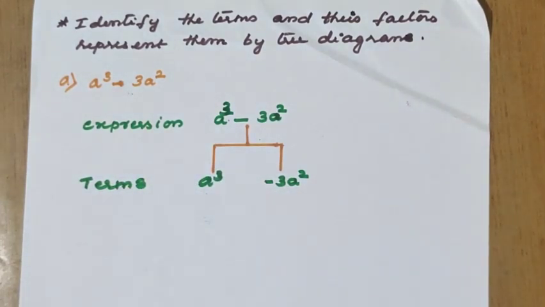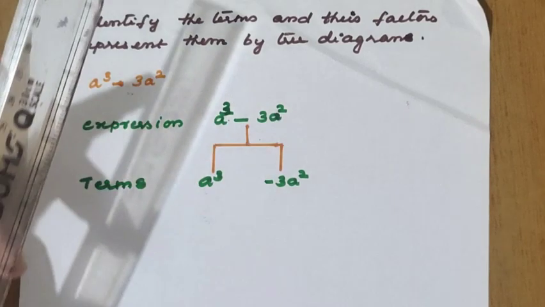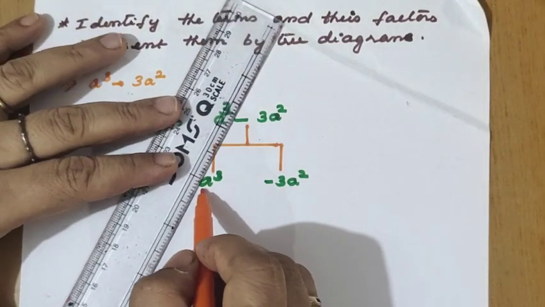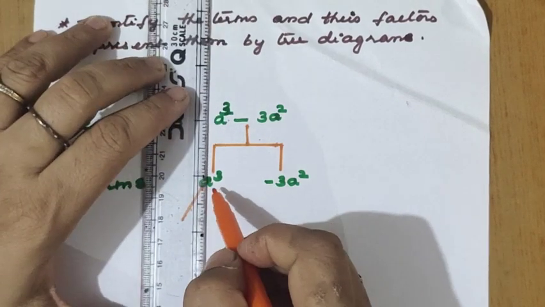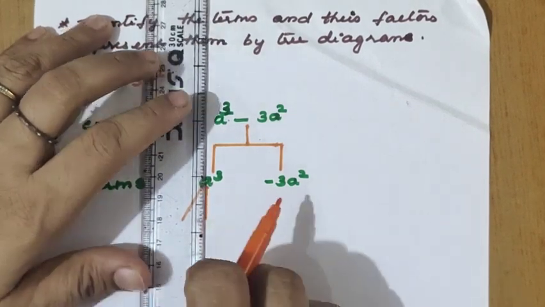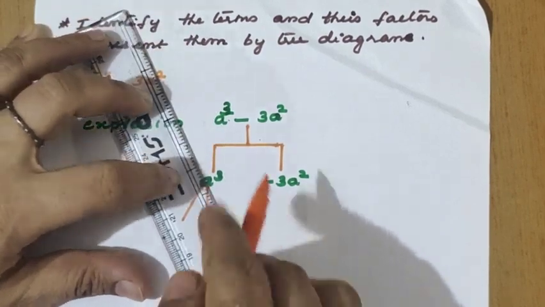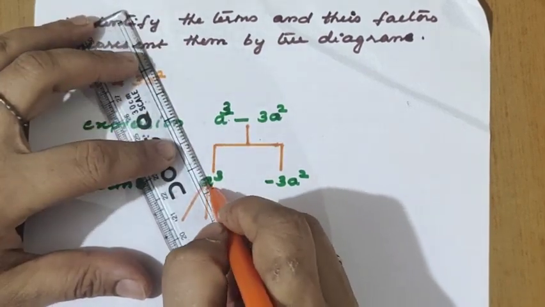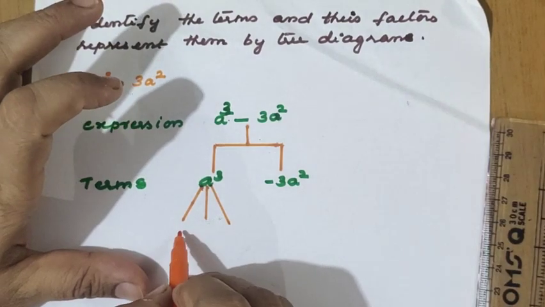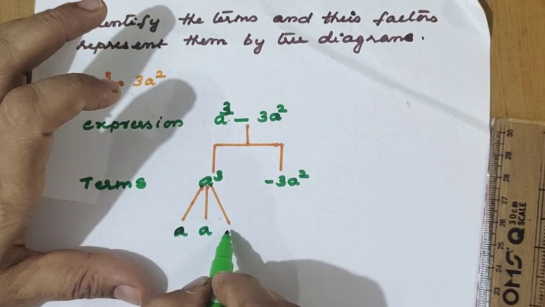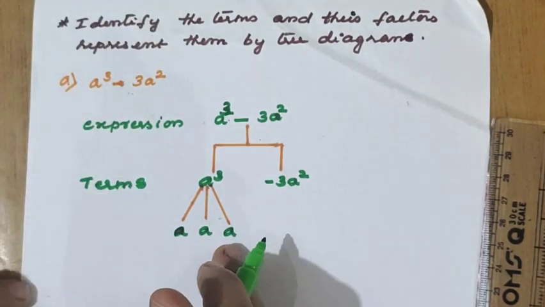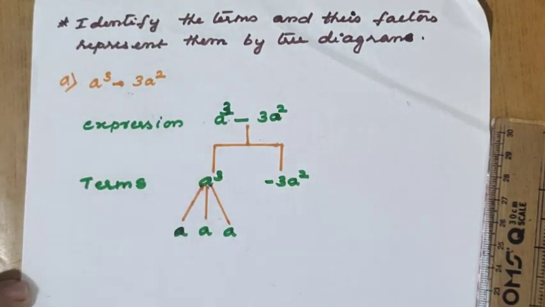Now again we should write the factors. How to draw the factors means, how are we getting a cube, that only we have to think. So a cube is obtained by multiplying a three times. So I'll write one, second line and the third line, right? So we'll draw like this, and we can write it below here, green, okay, a and a. So when you multiply these, we are getting a cube, right?